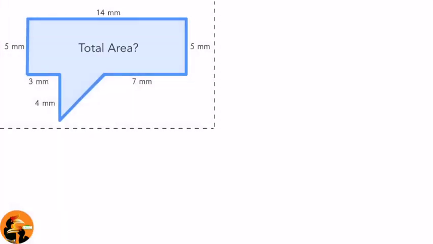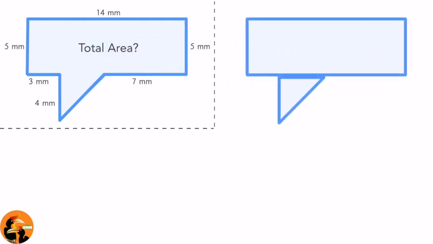Again, we want to find the total area of the shape that looks a lot like a chat bubble. Let's split this one into a rectangle and a triangle. Of course, our rectangle still has a base length of 14 millimeters and a height of 5 millimeters. Our triangle has a height of 4 millimeters, but what's its base length? Well, as we can see from our original diagram, the lengths of the two sections neighboring the triangle are 3 millimeters and 7 millimeters respectively.